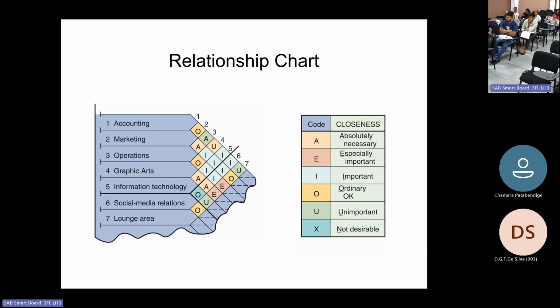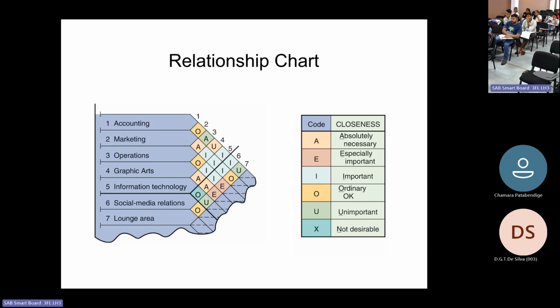So 1, 2, 3, 4, 5. And then here, 2 and 3, again A. Now 2 and 3 should come this way, right? Two and three, five lines. So likewise, for the other departments, you can show them on the existing layout. Can you?